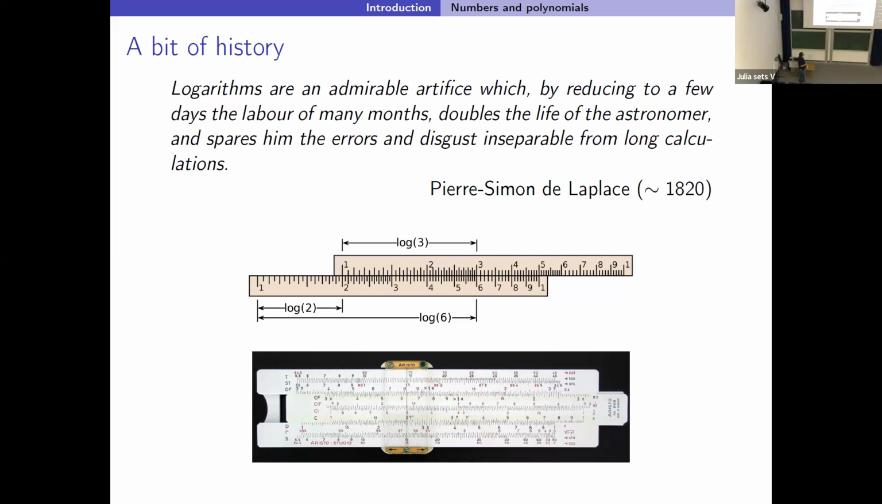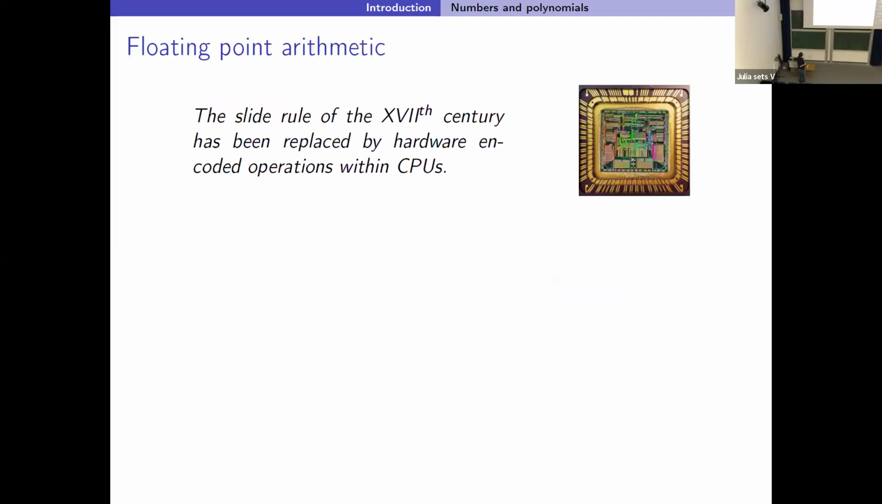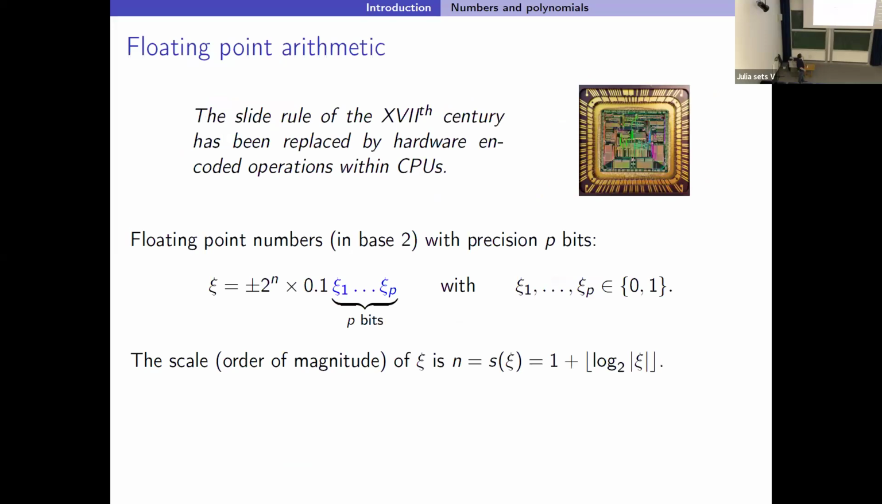And what we do today, we replace the slide rule by the microprocessors. And even though they are very, very quick, we still want to optimize any kind of algorithm that we use on them. And if we talk about algorithms with numbers, I have to tell you a little bit how numbers are written in the computer memory.